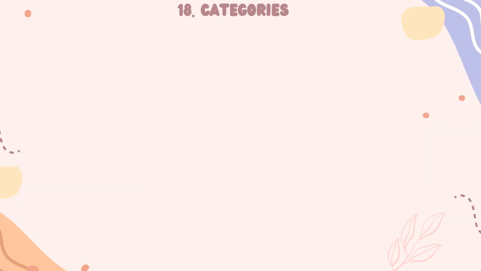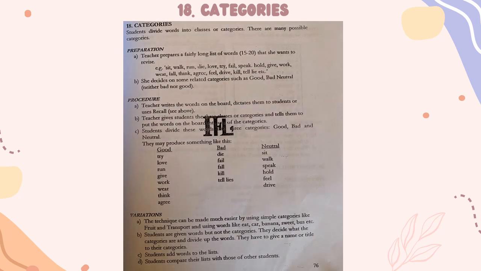Technique number 18 is categorizing, which is explained very clearly here in our textbook. Basically, this technique requires students to put the words in their correct class or category. If you look at the example here, the teacher writes the words sit, walk, run, die, love, try, fail, etc. And the categories students have to put those words in are good, bad, and neutral. Now they have to decide which words are bad, which words are good, which words are under the category of being neutral.